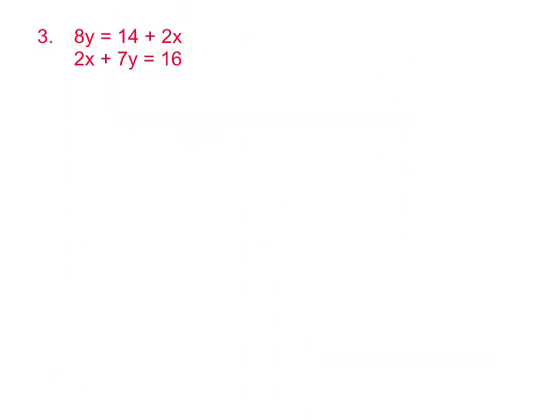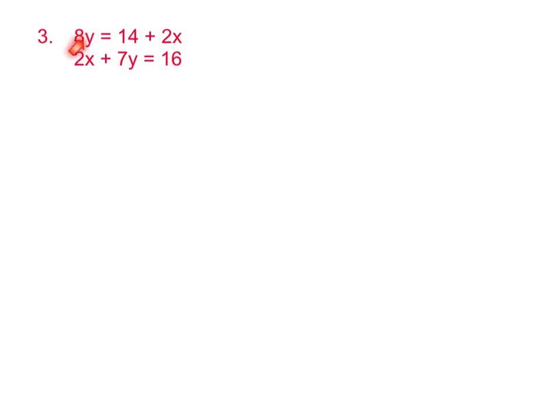Example number 3. 8y equals 14 plus 2x, and 2x plus 7y equals 16. Now, if you'll notice, nothing is lined up. So you have to get everything lined up first. My suggestion would be get your x's and y's all on the left side of the equation, and then your number on the right side. So the second equation is fine. We have our x, our y, our equal sign, and our 16.